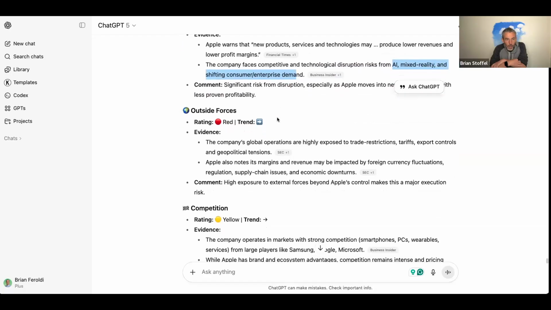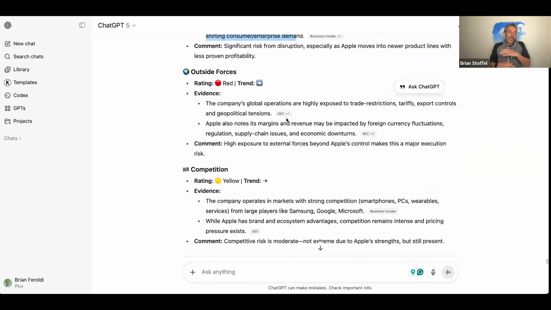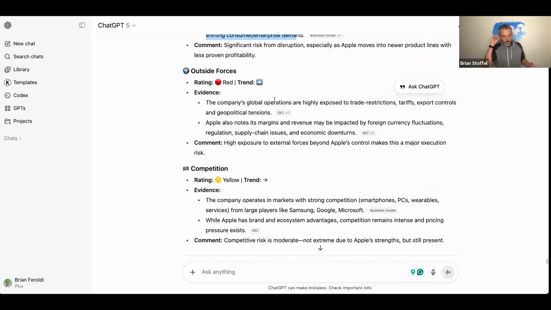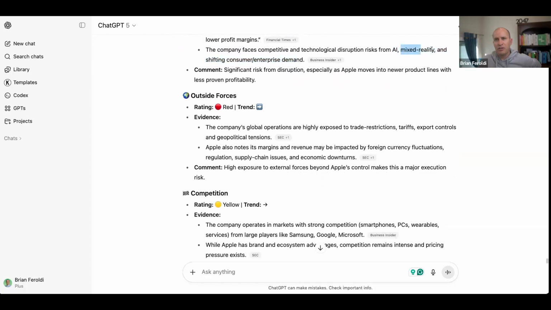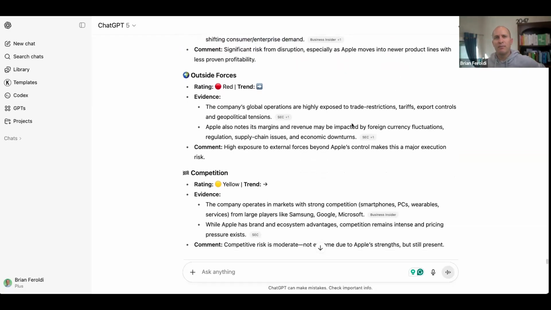Well, disruption being separate from competition, they're talking about something that could replace all the things we just mentioned, and that's hard to see. And they already put their foot in the door with mixed reality with their Vision Pro. I know that has been a flop so far, but they've at least debuted it.